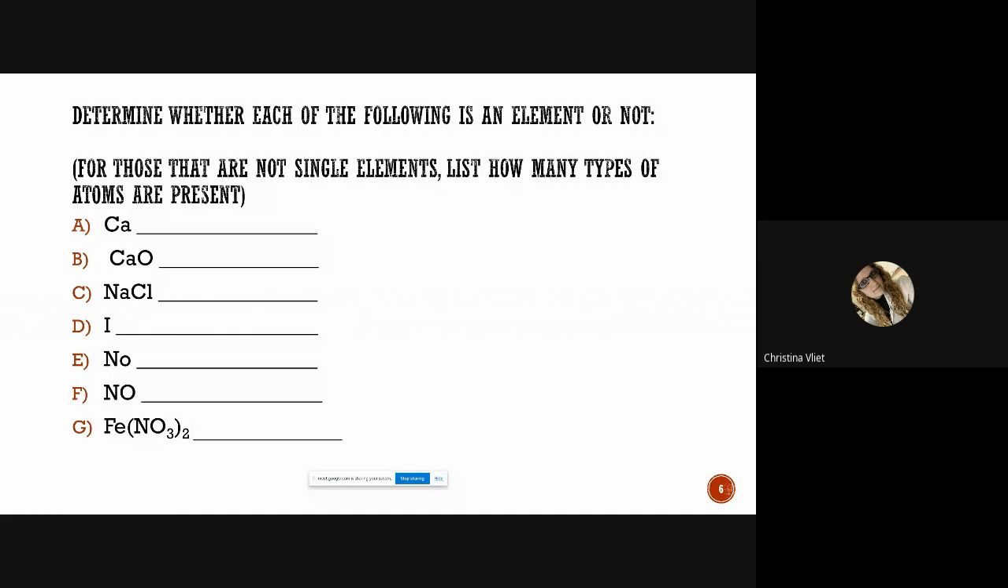Try it yourself first. Determine whether each of the following is an element or not. So answer it on your paper. It's a yes or no. Yes if it's an element, no if it's not, or check an X. Just check to see if you can recognize elements versus compounds, basically. And then for those that are not single elements, you are being asked to say how many different elements are present. So these are guided notes, meaning you fill in as you go along.